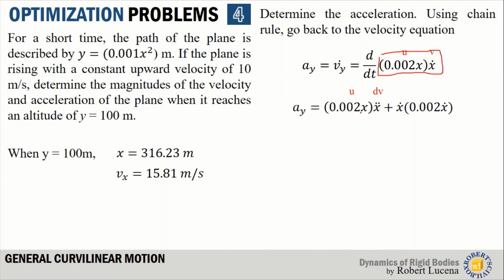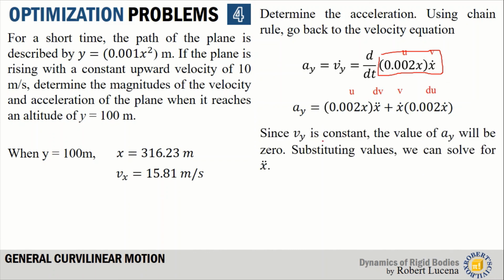So we have 0.002x, and the first time derivative of x dot will be x double dot, plus v times the derivative of u, which is 0.002, and don't forget the x dot because the derivative of this one is 0.002, and you have to add x dot. And substituting the value, since Vy is constant, the value of Ay would be 0. So if there is a constant velocity about y, there will be 0 acceleration about y.